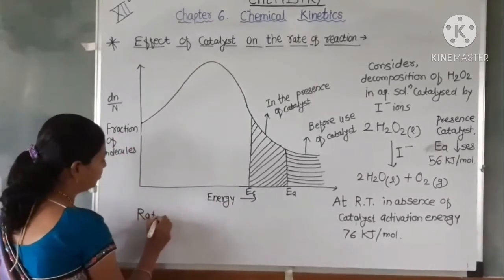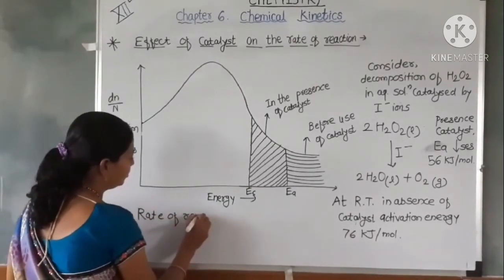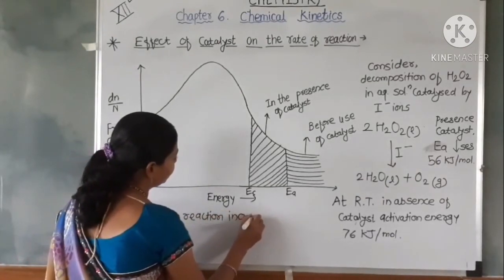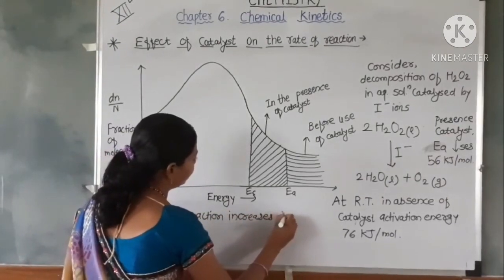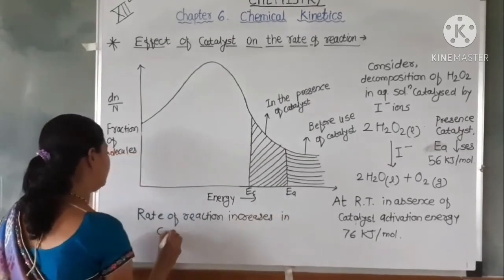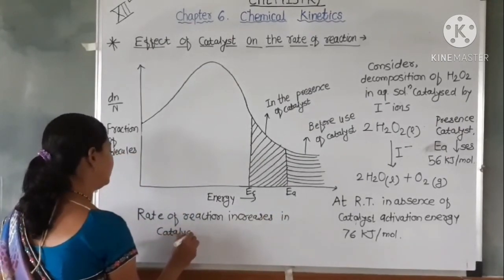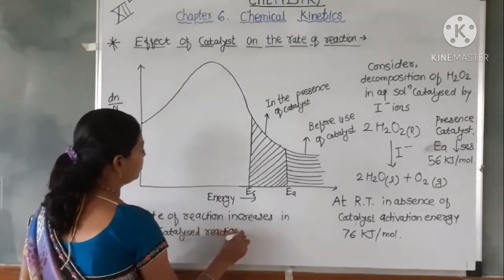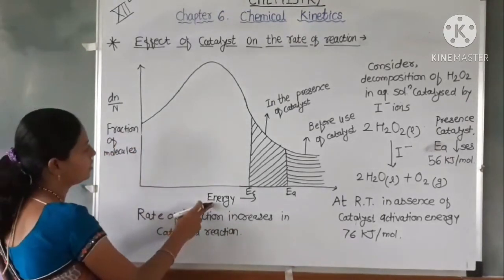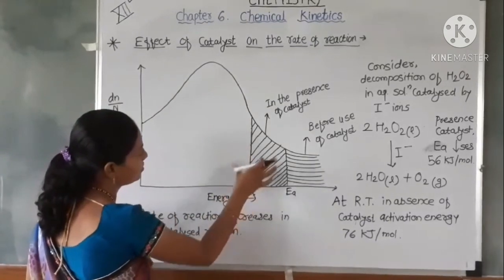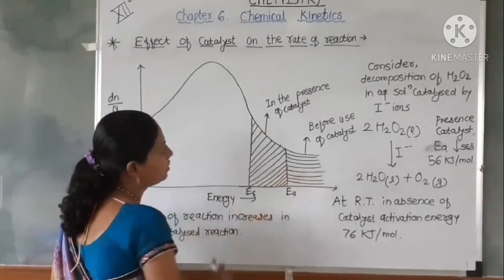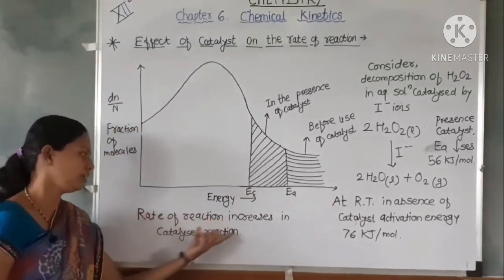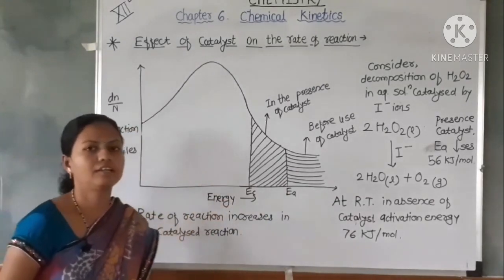The rate of reaction increases in the catalyzed reaction, because if we plot the fraction of molecules versus energy for the catalyzed reaction, the area is greater than for the uncatalyzed reaction. Therefore, we conclude that the rate of reaction increases in the catalyzed reaction.